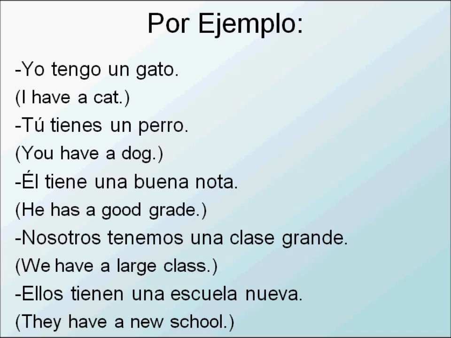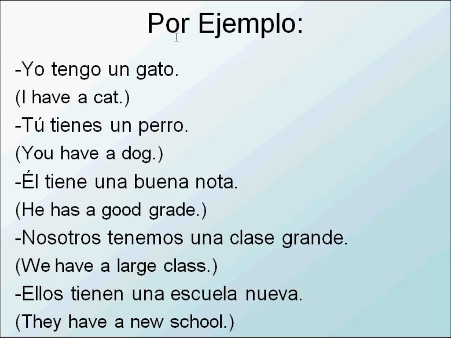So to say a simple I have a cat, it'd be yo tengo un gato. That yo tengo is I have. You have a dog, tú tienes is you have, so it'd be tú tienes un perro. Now, again, I could just say tienes un perro, and that's the same thing, you have a dog. He has a good grade, él tiene una buena nota. Él tiene is he has.